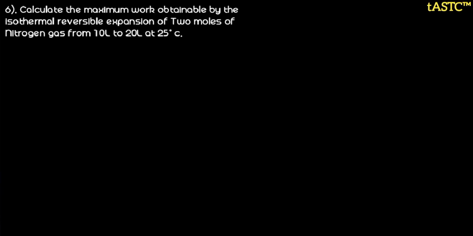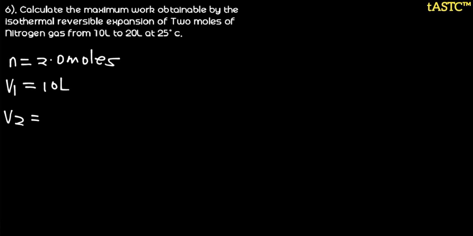Now here is the sixth question. Calculate the maximum work obtainable by the isothermal reversible expansion of 2 moles of nitrogen gas from 10 liters to 20 liters at 25 degrees Celsius. So we have the number of moles N. N is equal to 2.0 moles. And we also have the change in the volume. So V1 is 10 liters, and V2 is equal to 20 liters.